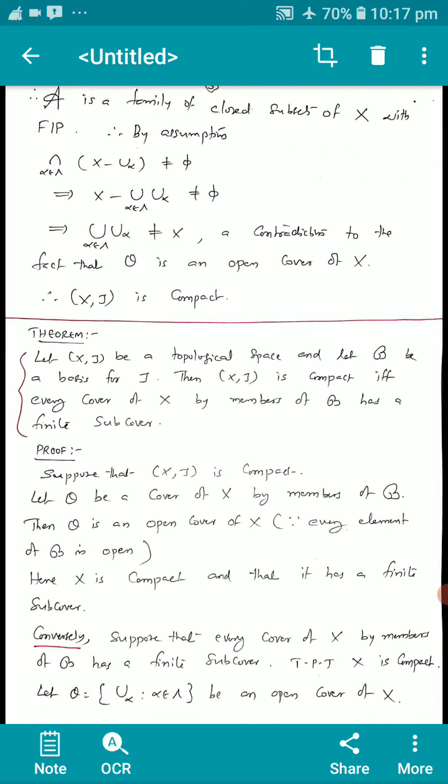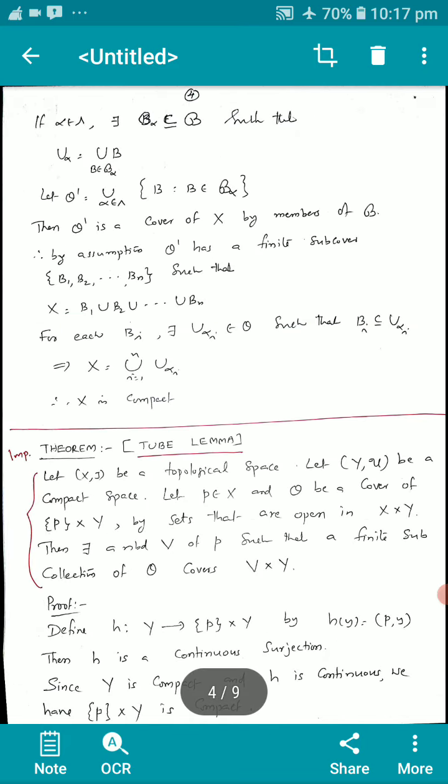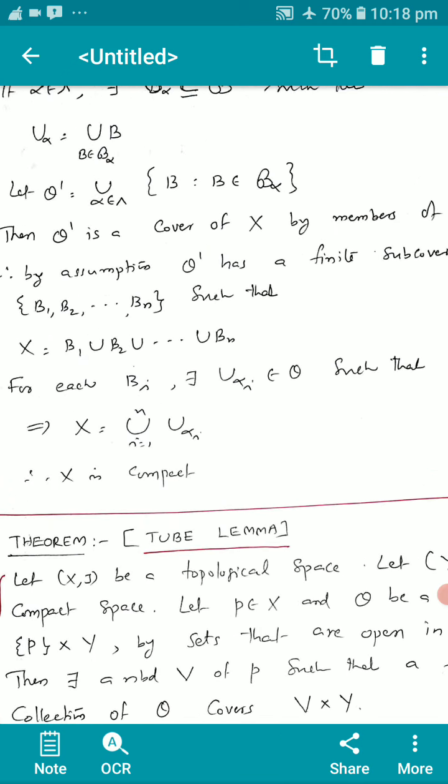Conversely, suppose that every cover of X by members of B has a finite subcover. We have to prove that X is compact. Let θ = {U_α : α in the index set} be an open cover of X. For each α in the index set, there is a collection B_α, a subset of B, such that U_α = union of B, where B is an element of B_α.